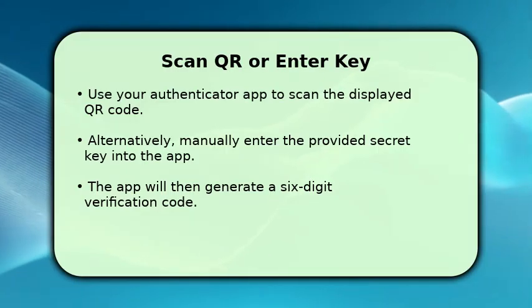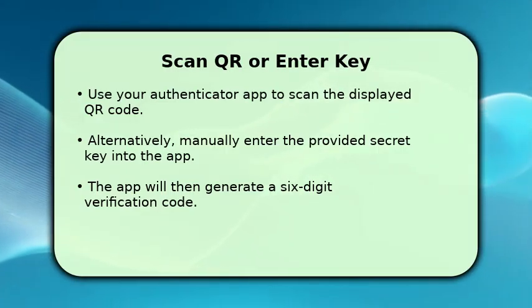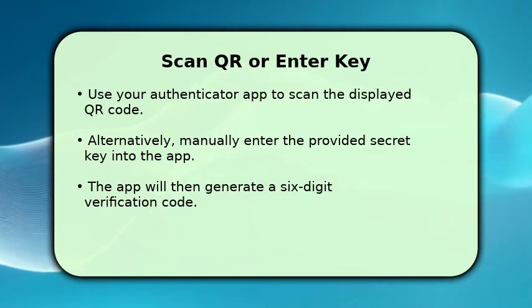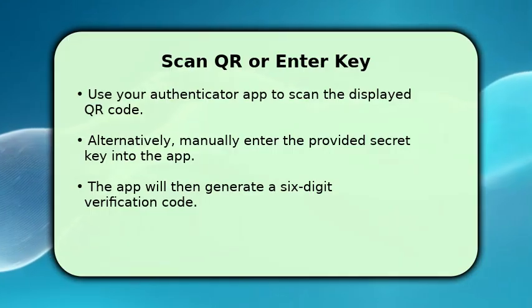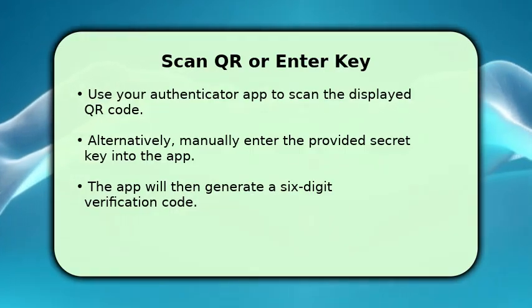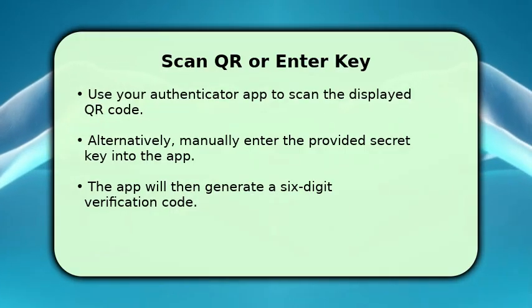Now, open your Authenticator app and select the option to add a new account. You'll typically be prompted to either scan a QR code or manually enter a setup key. Point your phone's camera at the QR code on your computer screen or carefully type in the secret key. Once recognized, the app will immediately begin generating time-sensitive 6-digit codes.